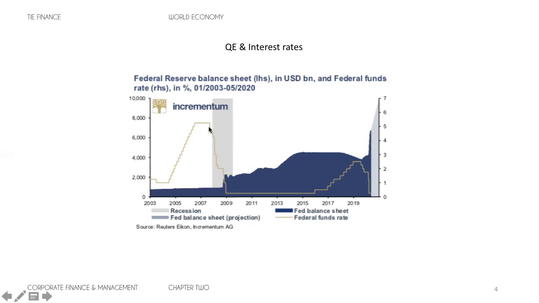After the 2008 crisis, they went almost to zero, and they remained like this for a long time until 2016, right? And here you can see the Federal Reserve balance sheet, which is growing and growing and growing, and this is basically the money supply.